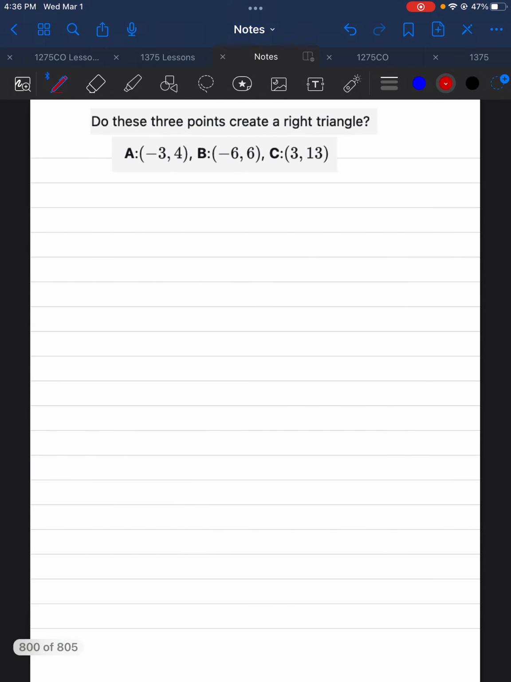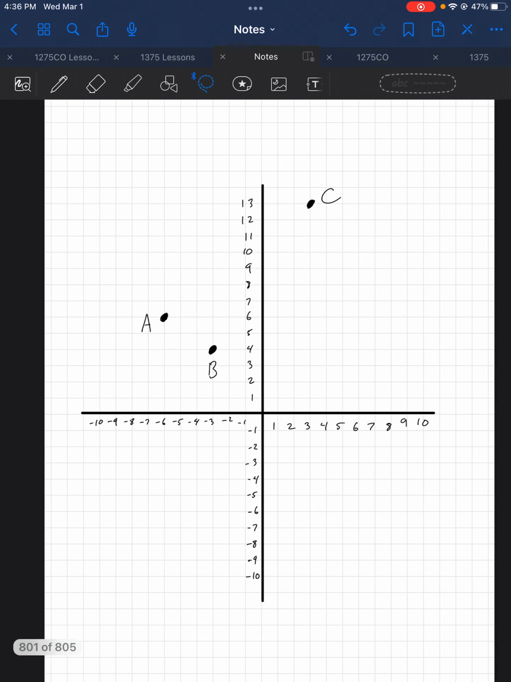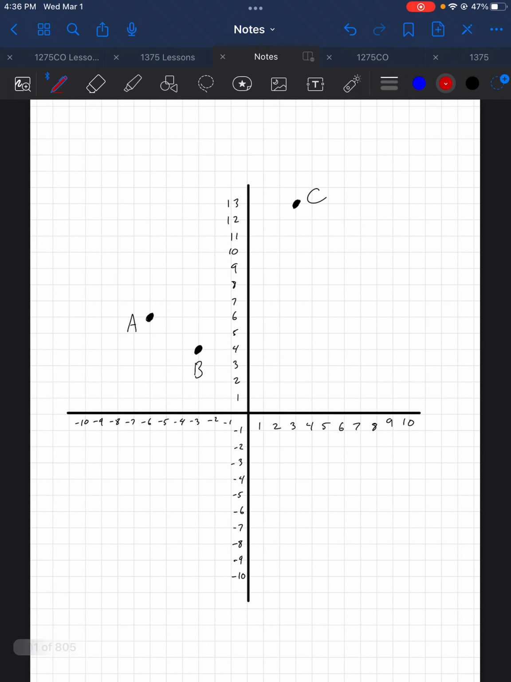Now let's look at another one a little bit more involved. We're given 3 points. A is negative 3, 4, B is negative 6, 6, C is 3, 13. And we need to determine whether these 3 points create a right triangle. I have graphed the 3 points right here, and what they're asking is that if you were to draw a triangle at these 3 points, is this triangle indeed a right triangle? Now there's a couple ways to do this, but we're going to use distance in order to figure that out.